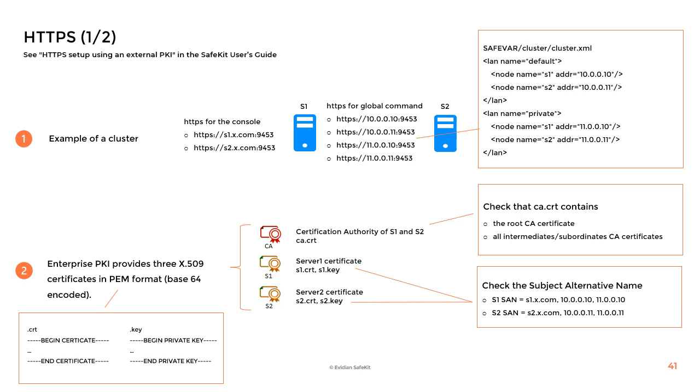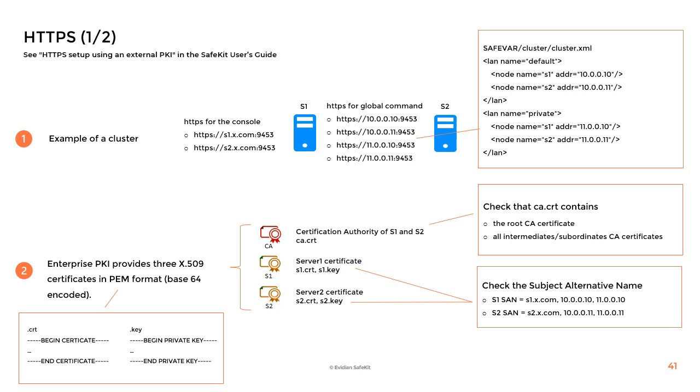To switch to HTTPS, the enterprise must provide 3 certificates with its PKI. The first one is the CA certificate, which is the Certification Authority certificate used to issue the server certificates. The second one is the S1 server certificate, which asserts the identity of S1. The third one is the S2 server certificate, which asserts the identity of S2. Ensure that the CA certificate contains the root CA and all intermediate and subordinate CAs. Additionally, verify that each server certificate has its subject alternative name, or SAN, correctly configured.